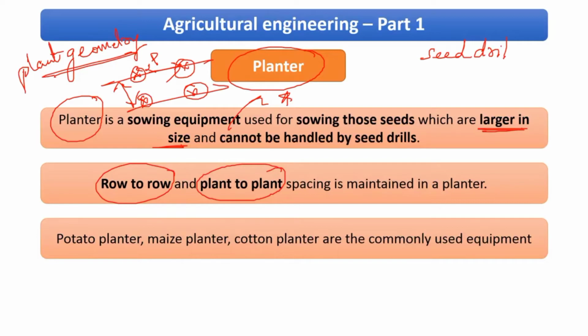So yes, these kinds of planters are commonly used equipments. Specific equipments are also available, like the potato planter, the maize planter, the cotton planter. These are specifically used for the plants mentioned here.